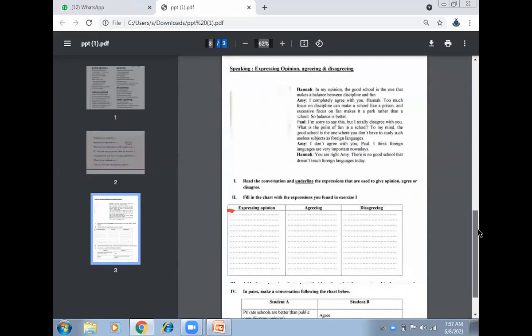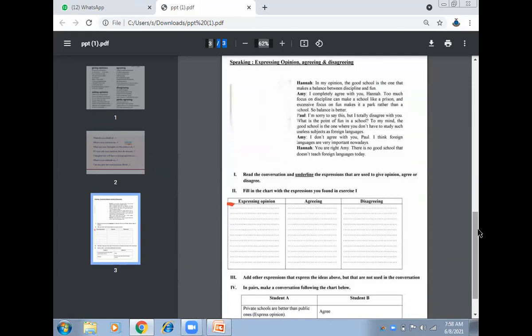Okay, ma'am. Yes. Okay. So here I would like you to read this conversation. There is Anna, Amy, and Paul. They are discussing something and expressing their points of view. You have to underline the expressions that are used to give opinion, agree or disagree. Then in exercise 2, you have to fill in the chart with the expressions you found in exercise 1. First, you underline the expressions. Then you have to put every expression in its appropriate column.